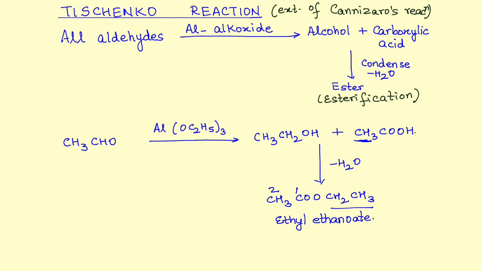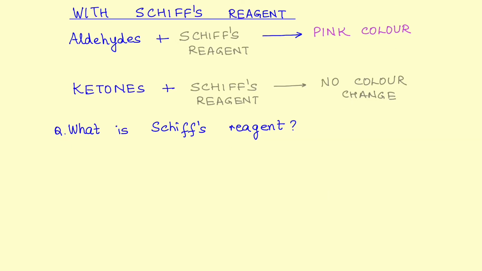And we form an ester as the final product. Don't forget that this is taking place in the presence of aluminium alkoxide, and the name of this reaction is Tishchenko reaction. Interestingly, this may not be a part of some of the curriculums, so you may choose to ignore it. You may go ahead to the next slide.